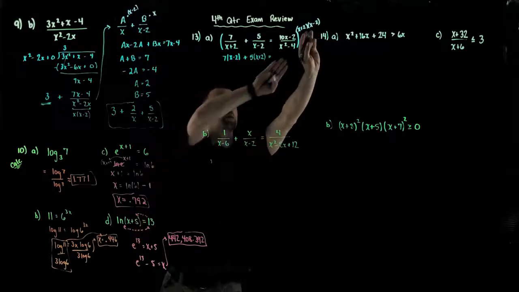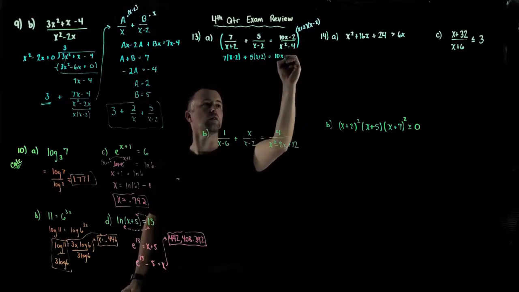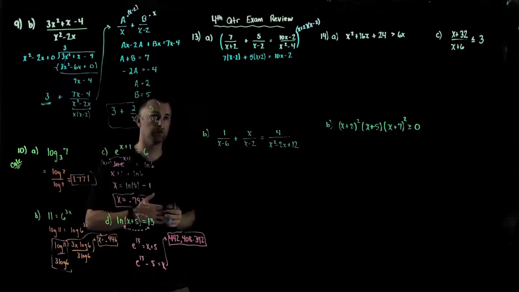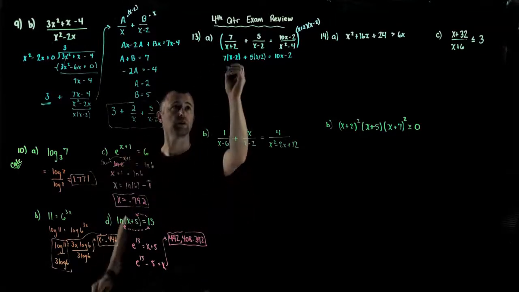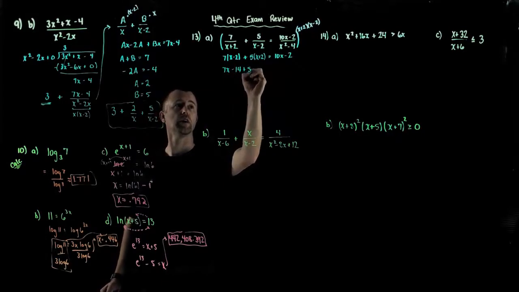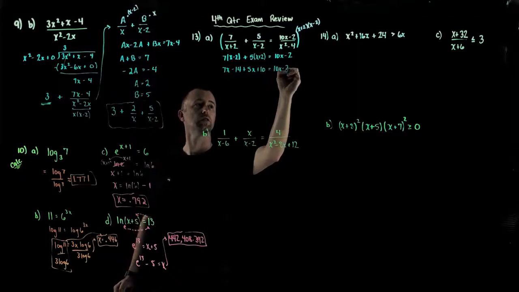And here, the x plus 2, x minus 2, they're going to cancel. So you're going to get 10x minus 2. So that's your equation when you multiply by the least common multiple. Distribute here, I have 7x minus 14 plus 5x plus 10 equals 10x minus 2.